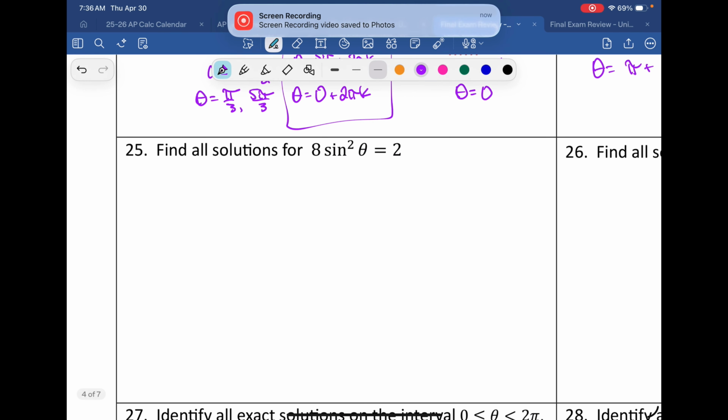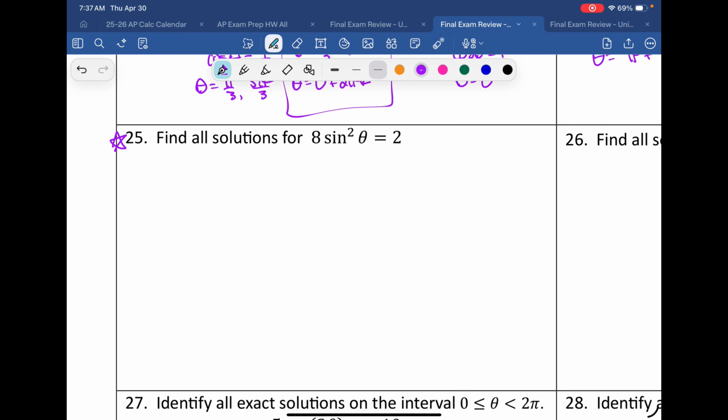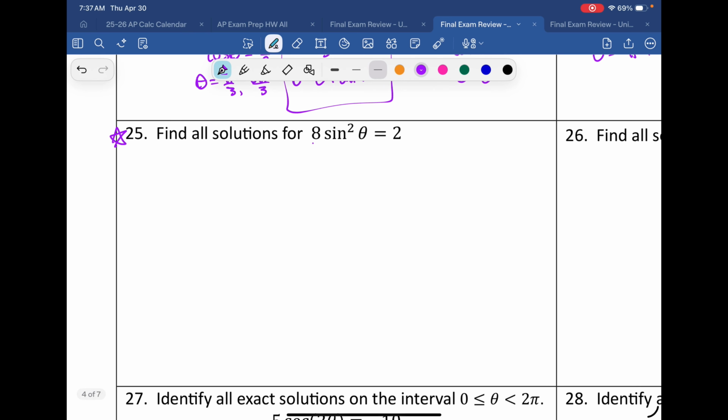I want you guys to star this one. This is a big common mistake across the board on your Unit 7 test. All right, find all possible solutions for 8 sine squared theta equals 2. So we're going to divide by 8 first, which is 1/4, and we're going to take the square root, and this is where everyone missed. When you take a square root, you include plus or minus. All right, you have the positive 1/2 and you have the negative 1/2.